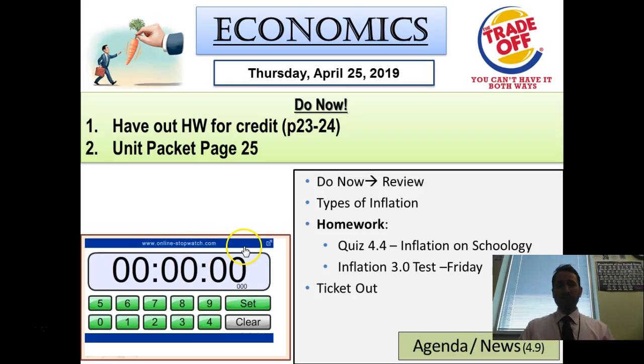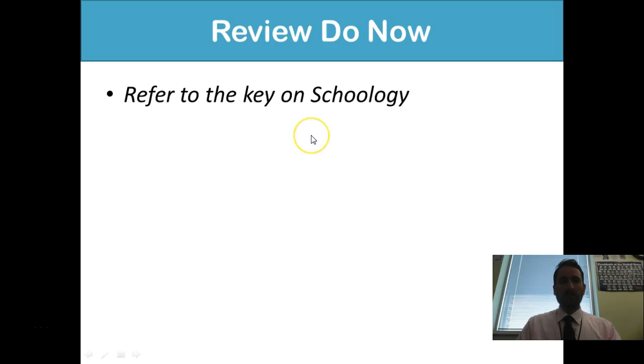We're looking at types of inflation today, and you've got to do an exercise on page 25. And I've put the key on Schoology for that do now, and then the homework key as well, so you can check your answers from the day before.